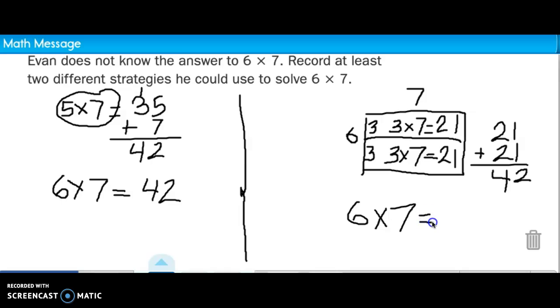And even though we used different strategies, we still got the same answer. So there's different ways you can figure out the answer. There you go. It was 42 with the helper fact strategy, and the answer was 42 with the doubling strategy.